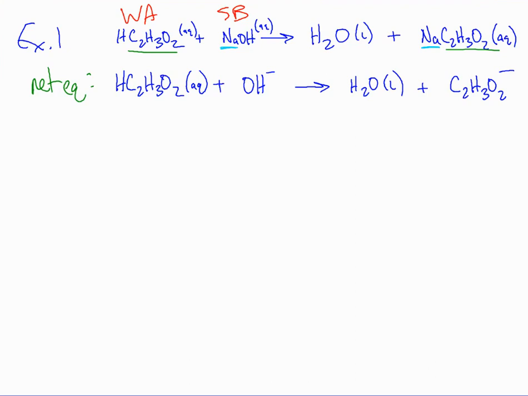Things that tend to be spectators: sodium, potassium, chlorine. So group 1 and group 17 stuff tend to be spectators. It's not always the case, like with HF, hydrofluoric acid. It's a weak acid. But a lot of times the things in those groups are spectators.